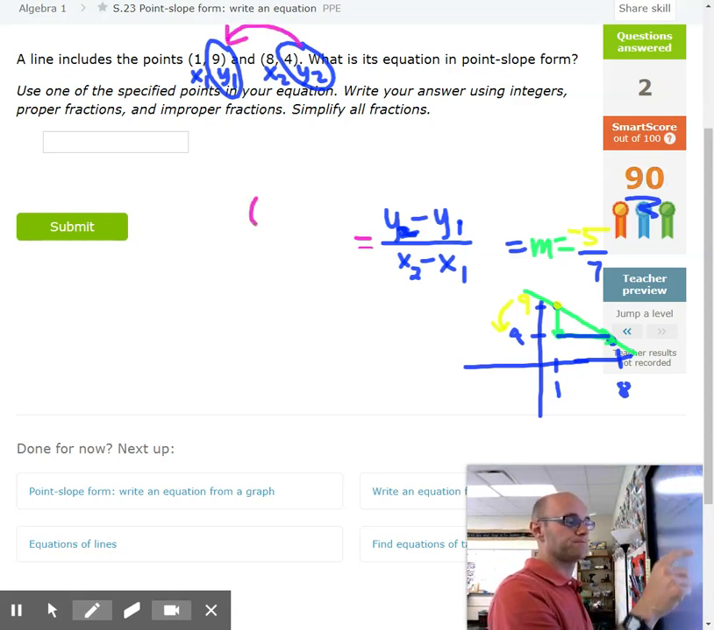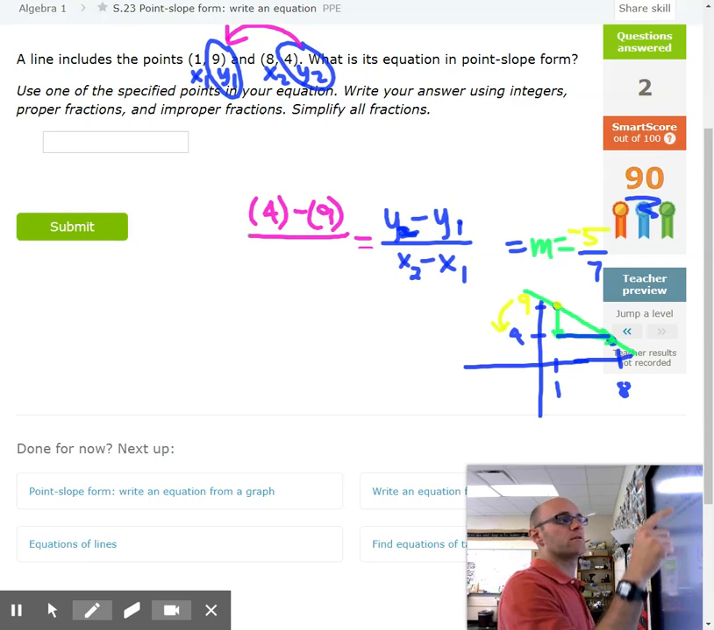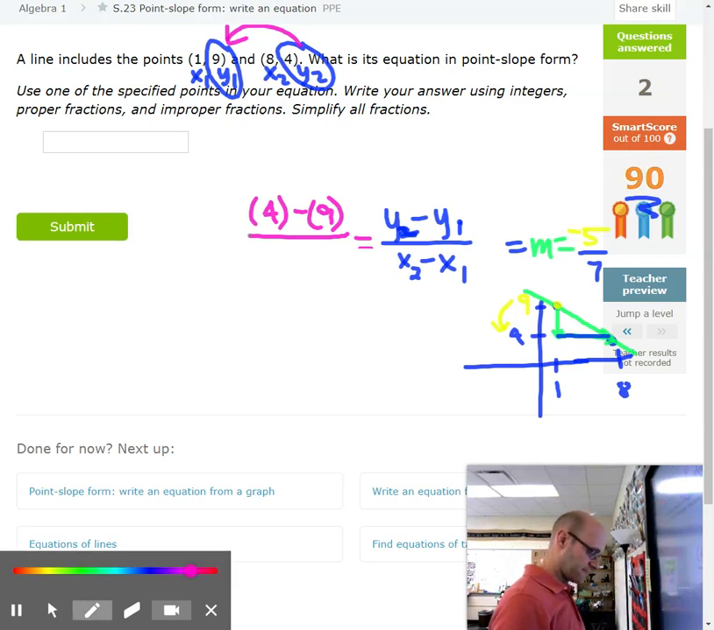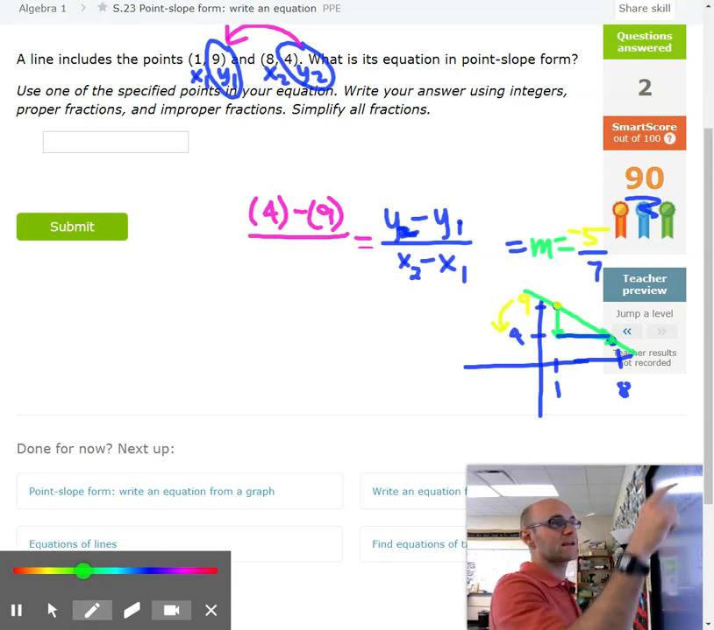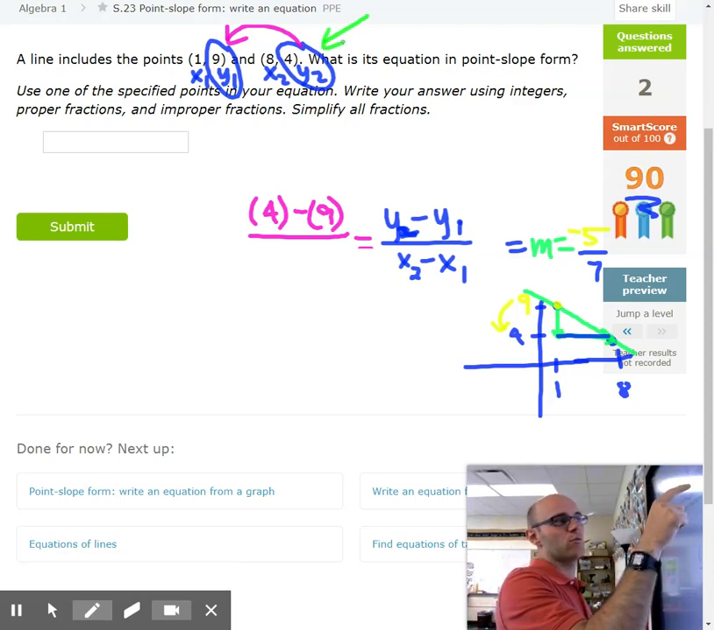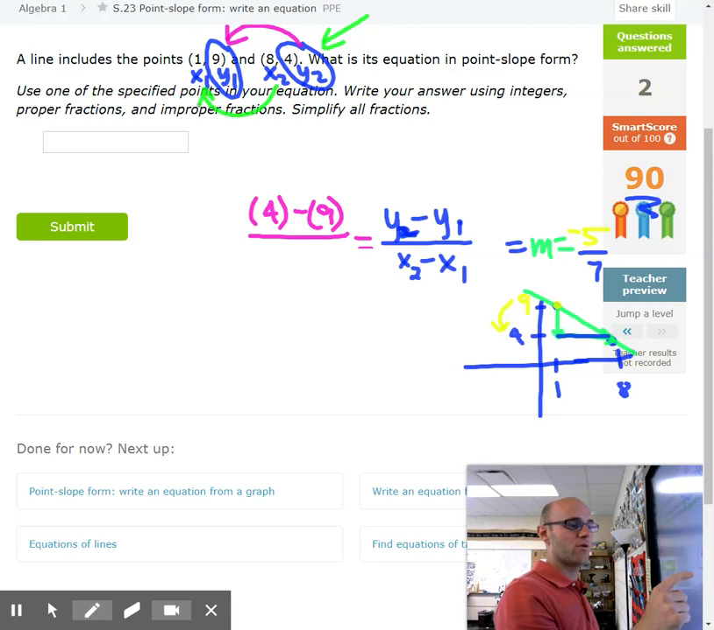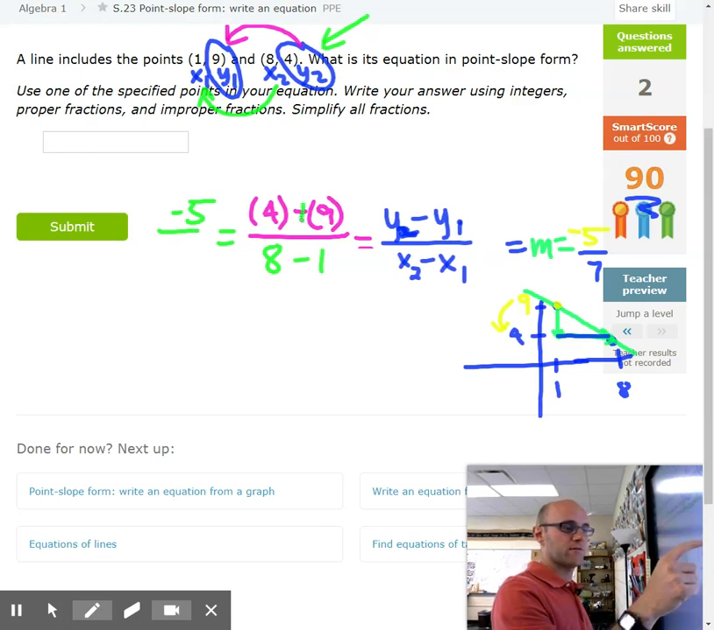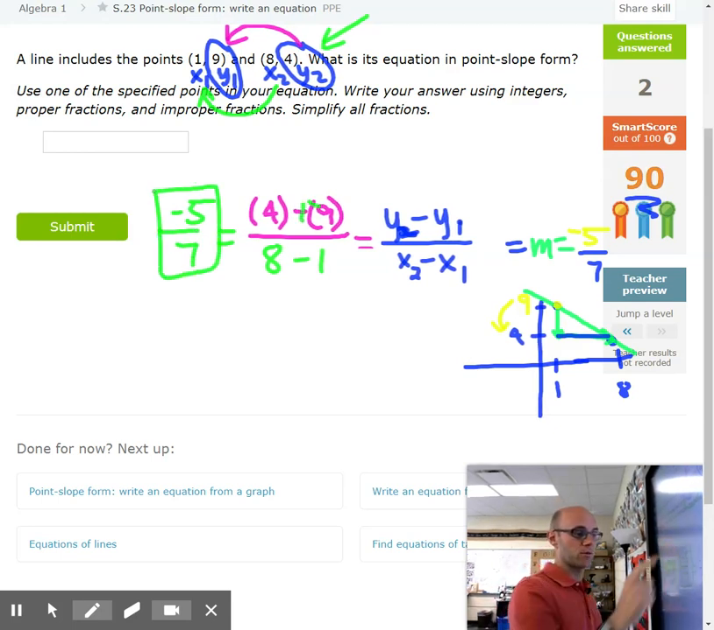So that would be, I like to put the parentheses and then plug them in, 4 minus 9 over, okay, now let's go in the same order. So if we started with the second point, this one here, when we subtracted the y's, we need to start with the second point when we subtract the x's. So I would put it over 8 minus 1. Looks like we get -5 on top, 4 minus 9 if you add the opposite. And 8 minus 1 is 7. So we got the same slope.